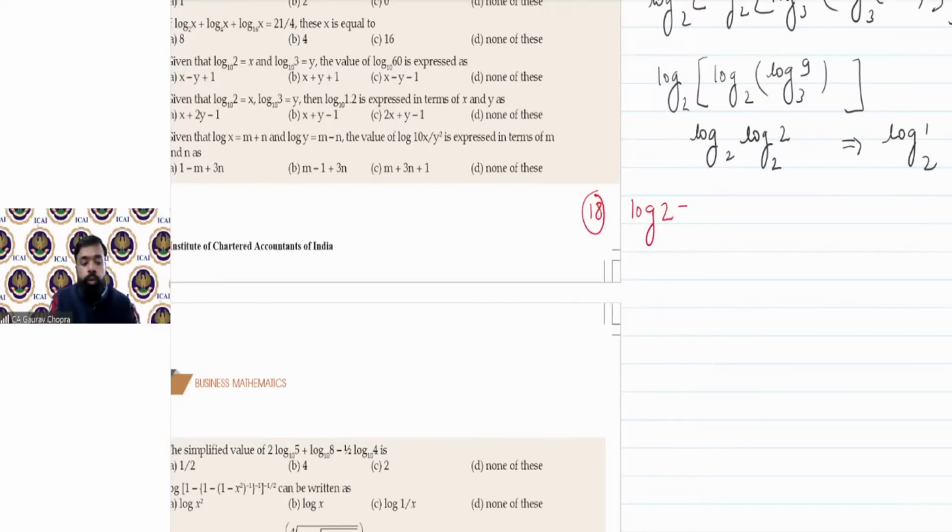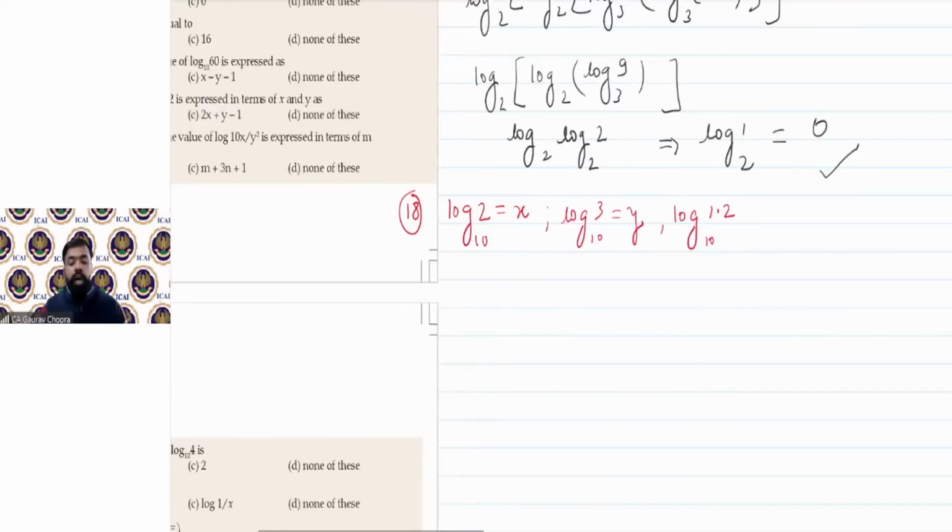Log of 2 base 10 is equal to x. Then log of 3 base 10 is equal to y. And you have to find the value of log 1.2 base 10. Now using 2, 3, and 10, how can you write 1.2?